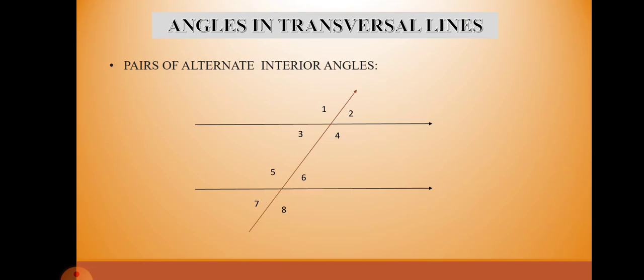Interior angles. How many interior angles are there here? We have 4 interior angles. What are those? 3, 4, 5 and 6. These 4 are interior angles.